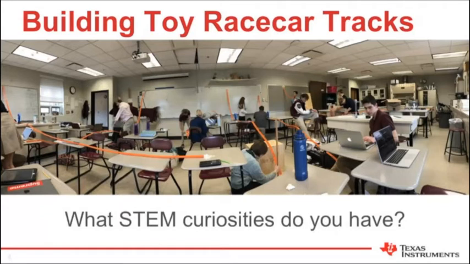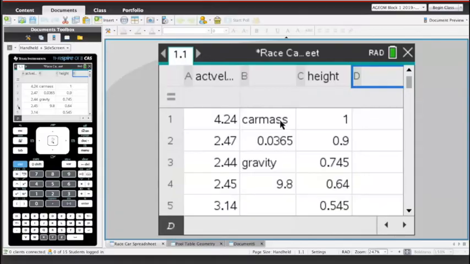So what I want to do is switch over to my TI-Nspire and share a little bit about what they did. When we had the kids run their little Matchbox cars from the very highest height that they had down to the very bottom, we realized that for us to truly understand what was going on, we would need to collect some data about the actual velocities that we were seeing and compare it to what we would predict based on that height.